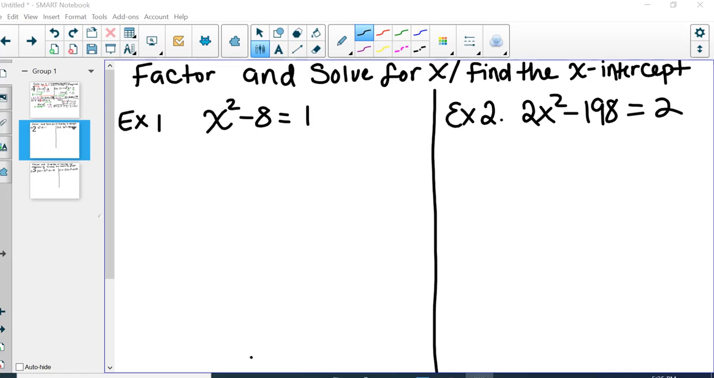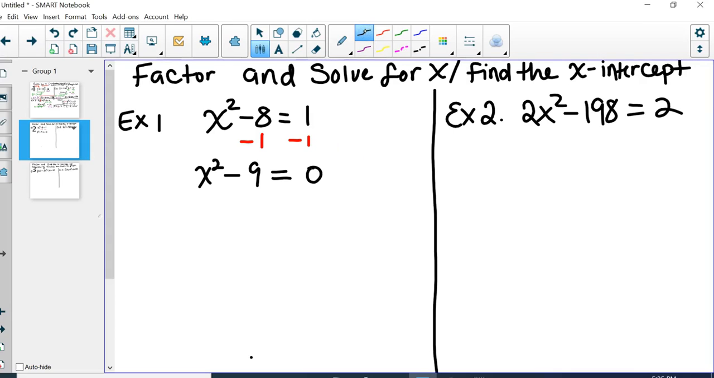The first thing you want to do is move everything to one side so that it's equal to 0. So I'm going to move my constant, the positive 1. To move it to the left-hand side of the equal sign, I'm going to subtract 1. That's always your first step with factoring: move everything to one side so it's equal to 0. Minus 8 minus 1 is minus 9. So x squared minus 9 equals 1 minus 1, which is 0.